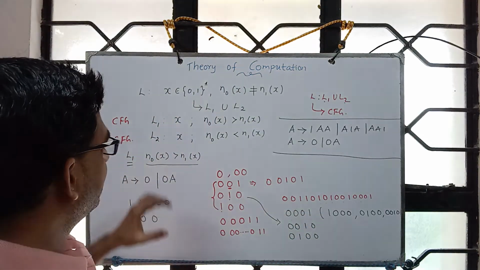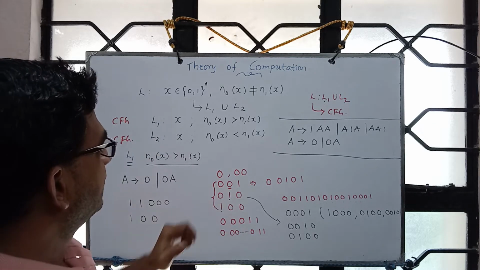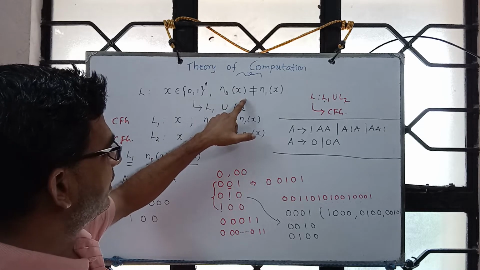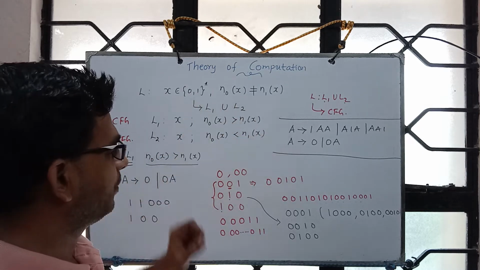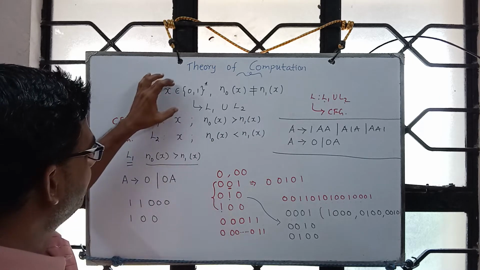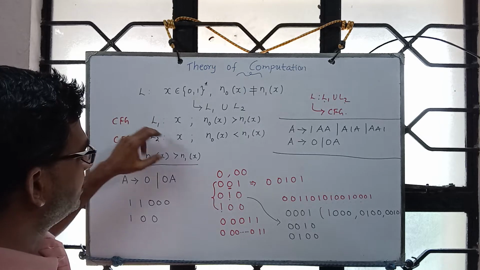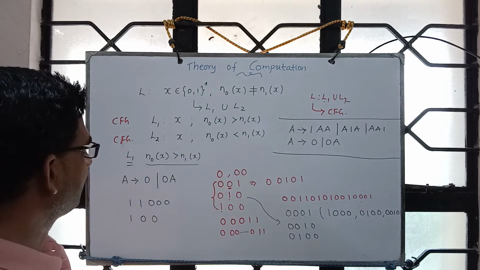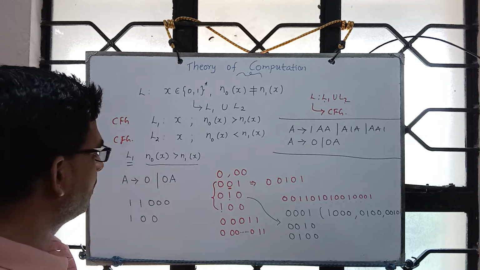Let us continue our discussion on this language. We said the set of all strings satisfying this condition, where the number of zeros and number of ones don't match, can be constructed using two sub languages. L1 says the number of zeros is more and L2 says the number of ones is more. And so we are done with the discussion on L1.